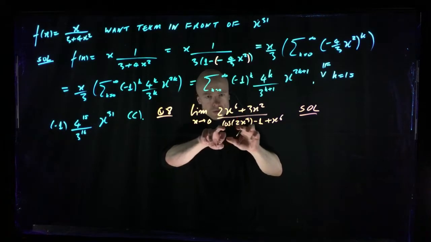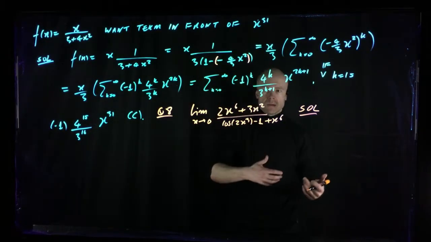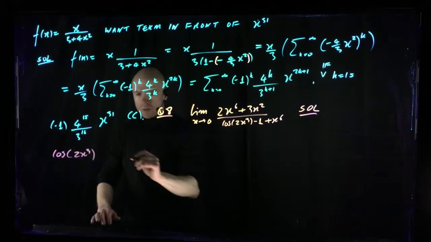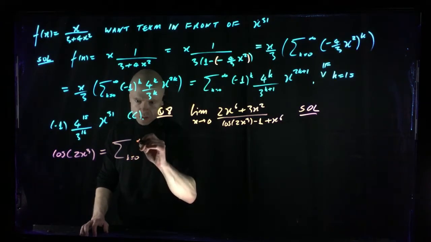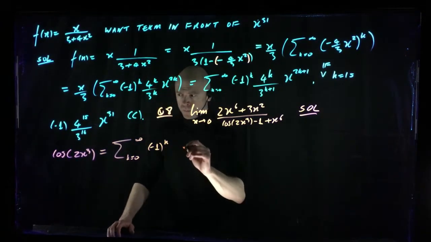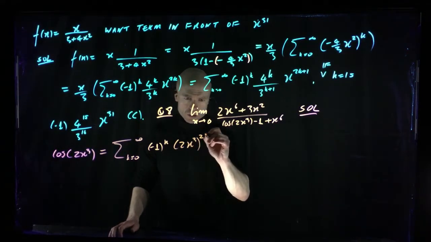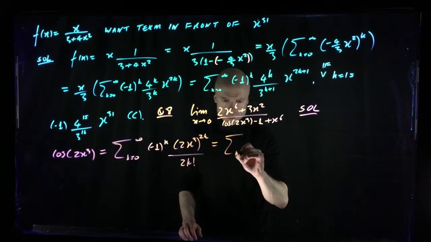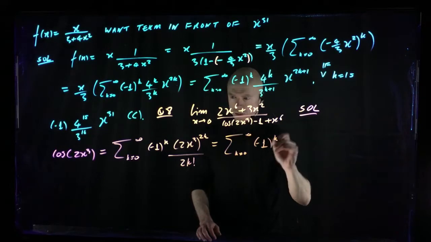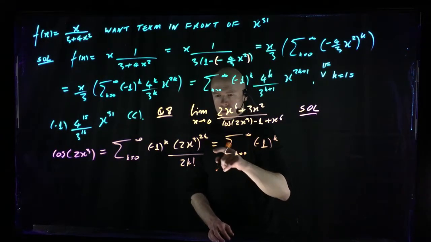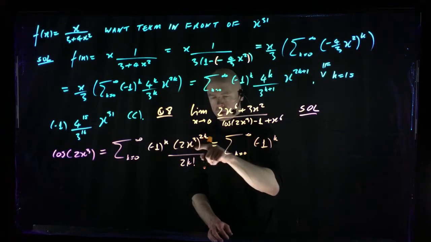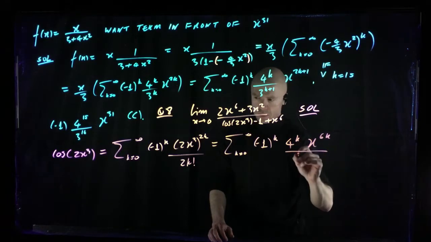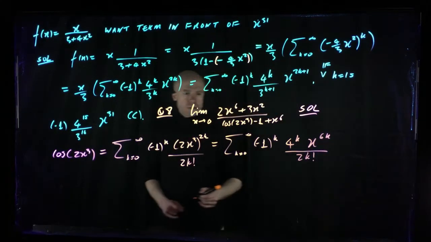So the point is that we know what the cosine of 2x to the 3 is as a Maclaurin series, right? Because we can just expand it out. We're just going to put 2x to the 3 inside the Maclaurin series for cosine, which is the sum of minus 1 to the k, 2x to the 3 to the 2k over 2k factorial. That's the sum, k equals 0 to infinity, minus 1 to the k, and let's take the 2 through so that we have 4 to the k, x to the 6k over 2k factorial, and let's write out the first few terms.